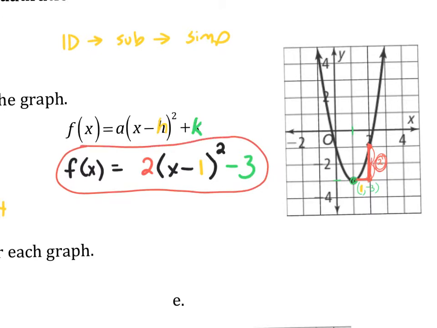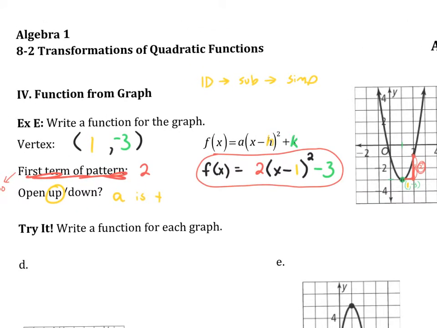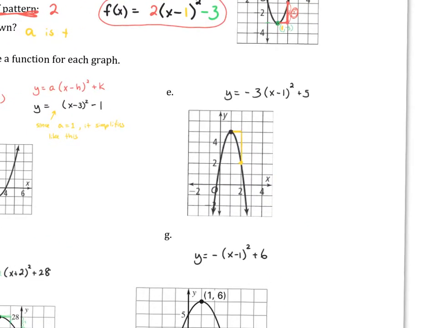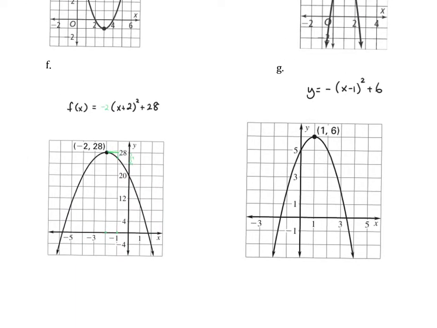So I identified my 4 things. What were the 4 things? Number 1, I found h. Number 2, I found k. Together, that's the vertex. Number 3, I determined whether things went up or down. And number 4, I identified the first term of the pattern. Take a moment here to check your answers on the rest of them.